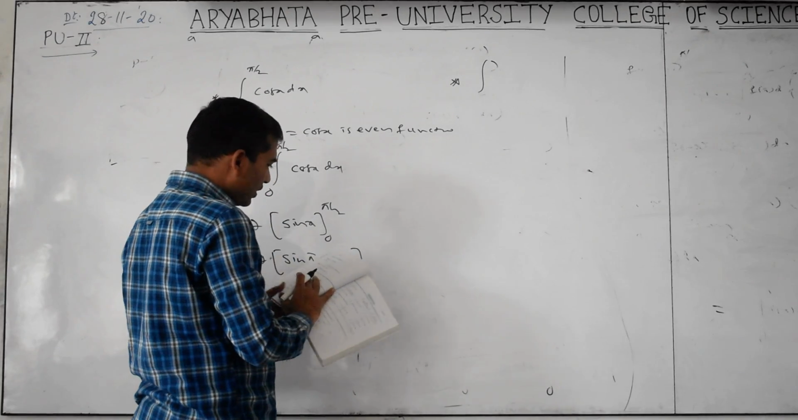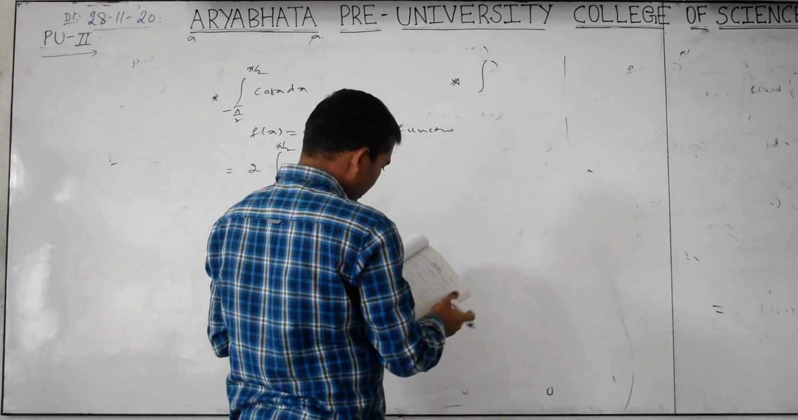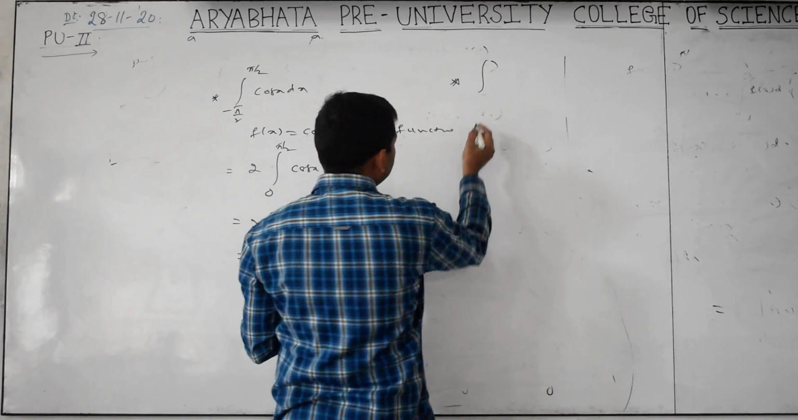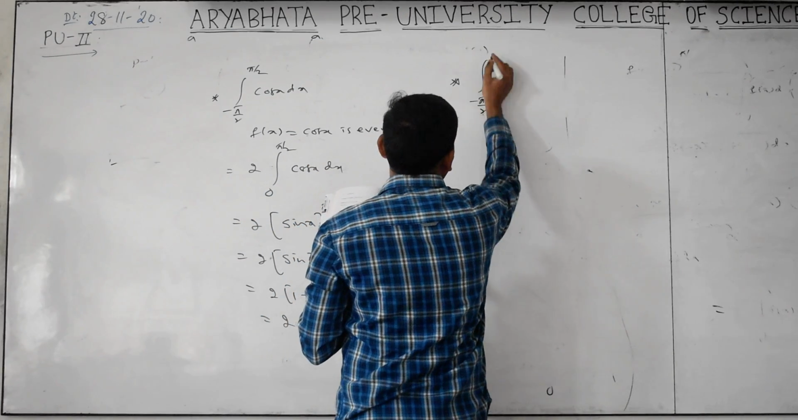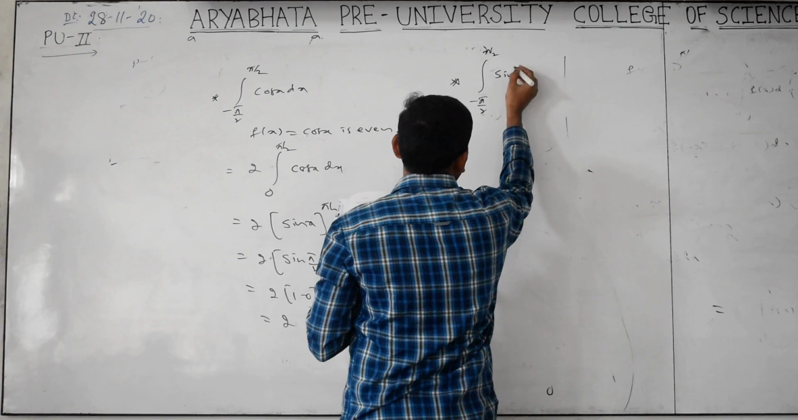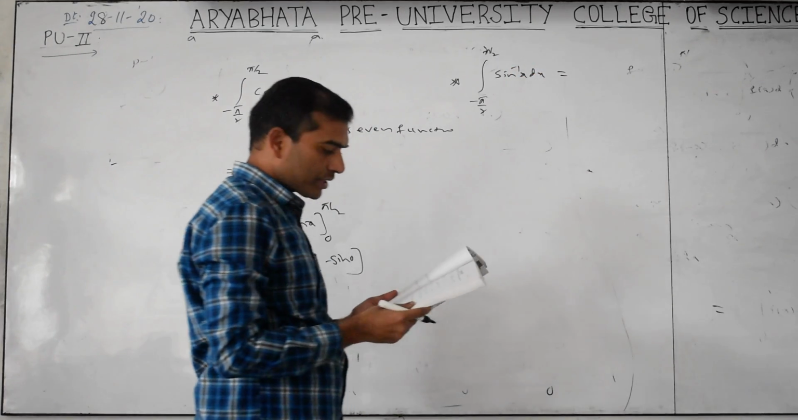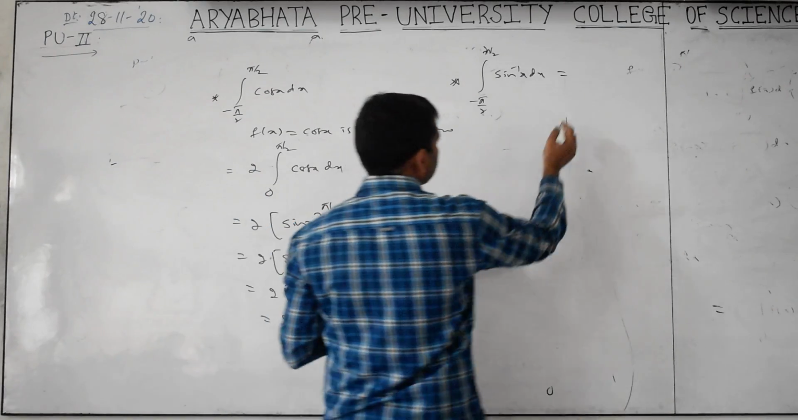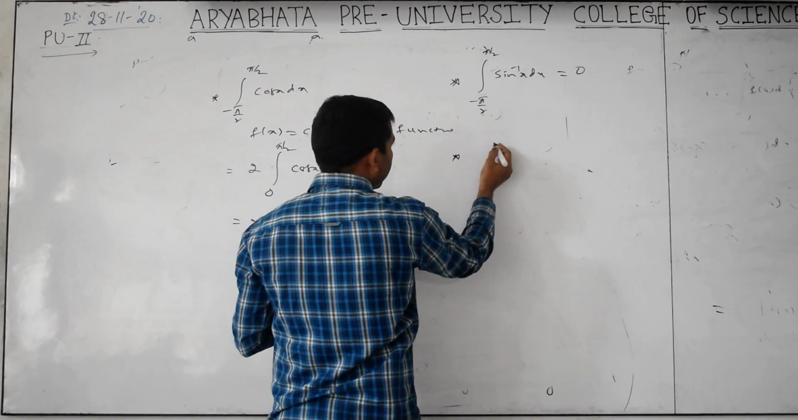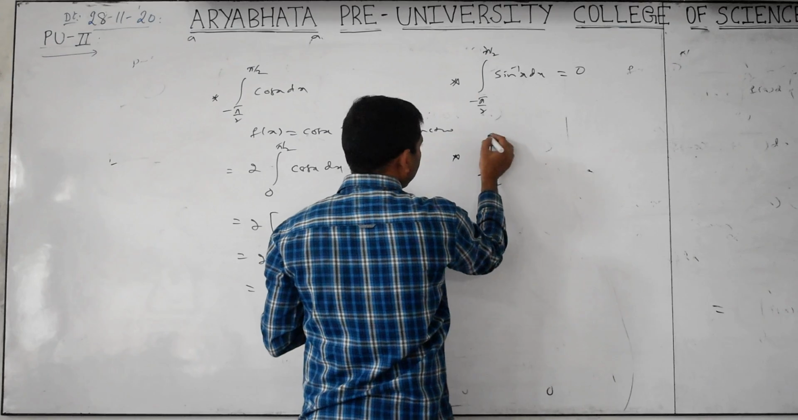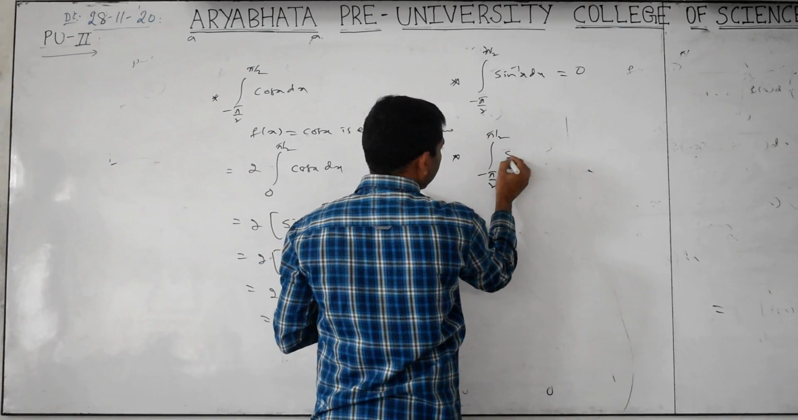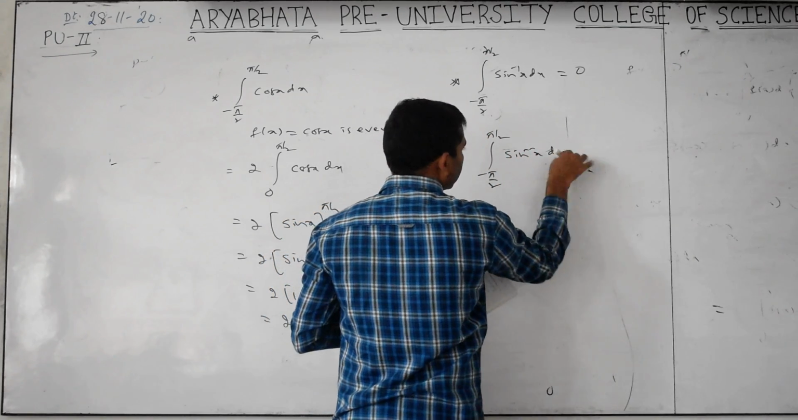That's the integration. There is less time, so we will discuss the problems only. Integration of minus pi by 2 to plus pi by 2 of sin power 7x dx, the answer is 0. Right? 0. Next, integration of minus pi by 2 to plus pi by 2 of sin square x dx.